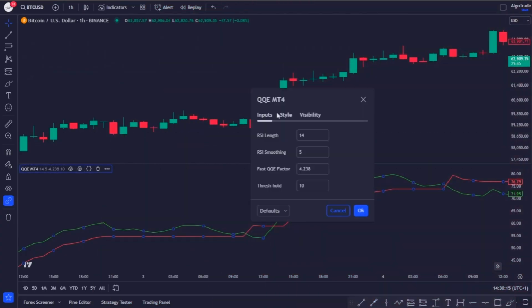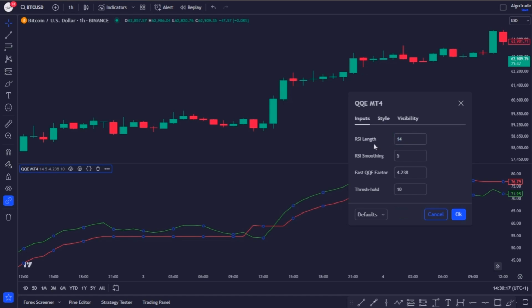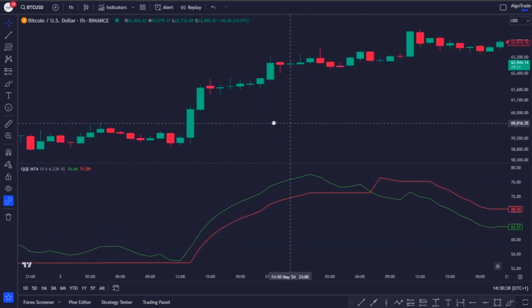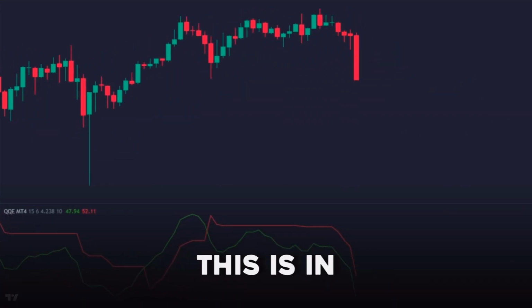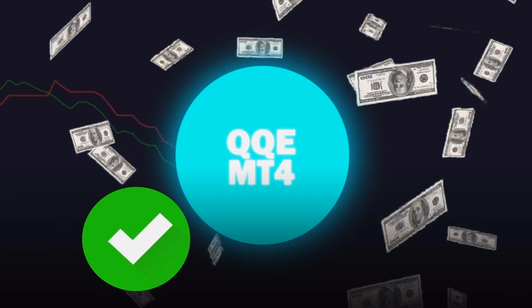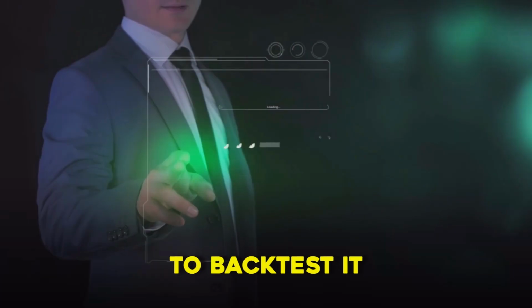By default, its settings are 14 for the RSI length, 5 for the smoothing, and then 4.238 for the fast QQE factor. But to clear some fake signals like this one here, I prefer to increase the RSI length to 15 and the smoothing to 6. As you can see, in this way we can clear some fake signals and make the indicator more accurate. But of course, this is in a theoretical way. To discover if the QQE MT4 is really profitable or not, we will need to backtest it.